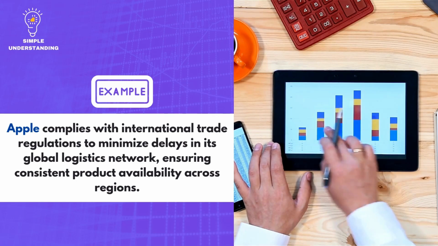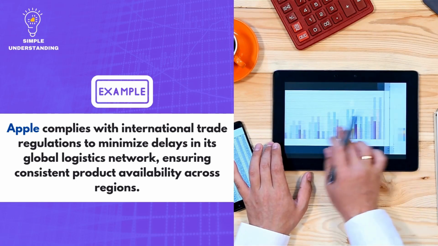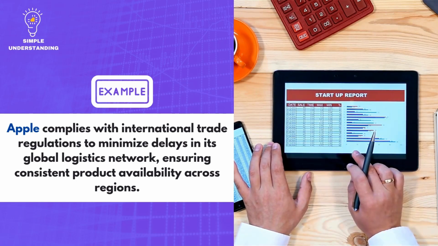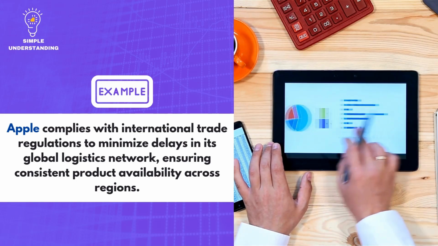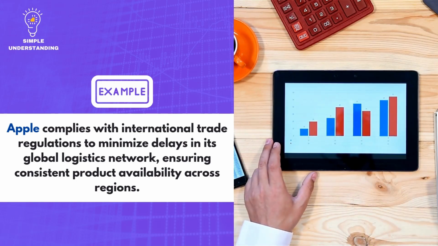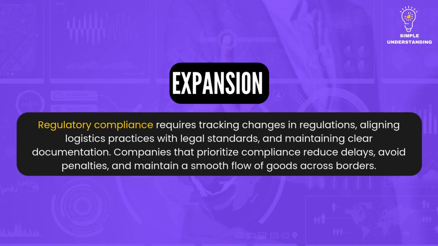Real company example. Apple complies with international trade regulations to minimize delays in its global logistics network, ensuring consistent product availability across regions. Expansion. Regulatory compliance requires tracking changes in regulations, aligning logistics practices with legal standards, and maintaining clear documentation. Companies that prioritize compliance reduce delays, avoid penalties, and maintain a smooth flow of goods across borders.